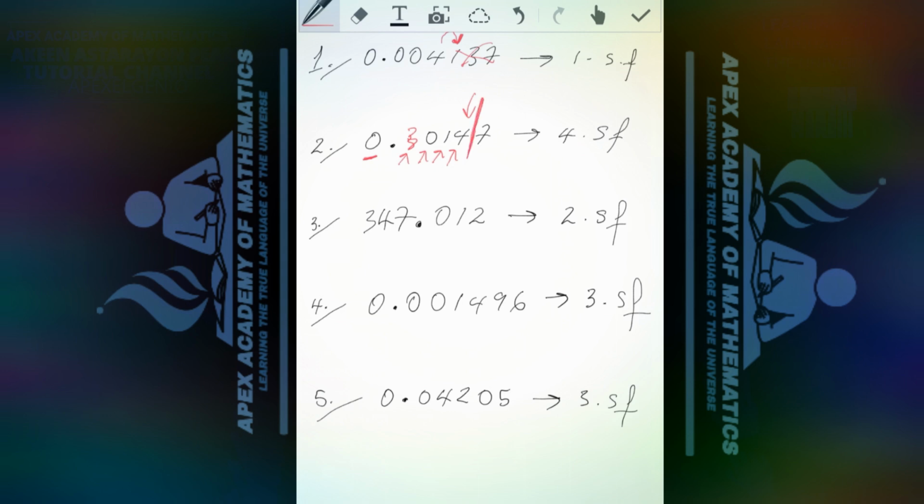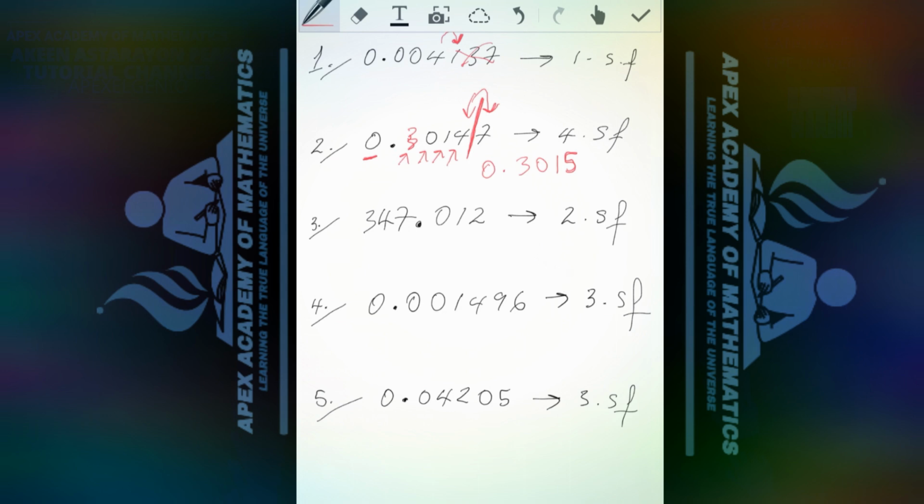Now I will check the number that comes after the 4. Recognizing that this number is greater than 5, I will simply have to add 1 to the previous significant figure, and the previous significant figure is 4. So my answer will turn out to be 0.301, and I add 1 to the 4, I get 5. That is my solution to that question. All right, I hope you're understanding so far. Let's run through the remaining examples here.